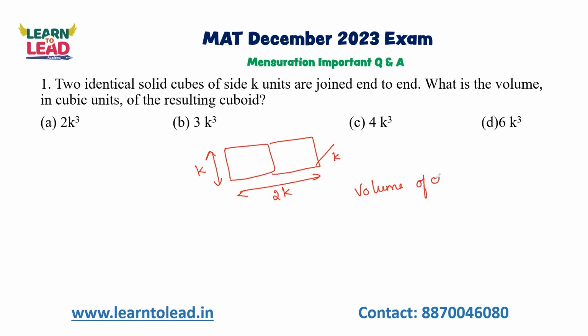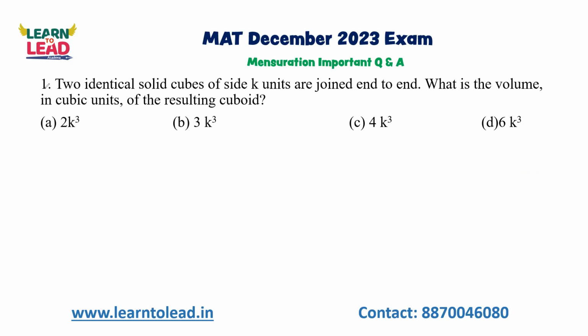The volume of a cuboid is nothing but length into breadth into height. Length is 2k, into breadth k, into height k. So your answer is 2k cube. Option A is your answer. Okay, now let us see the next question.